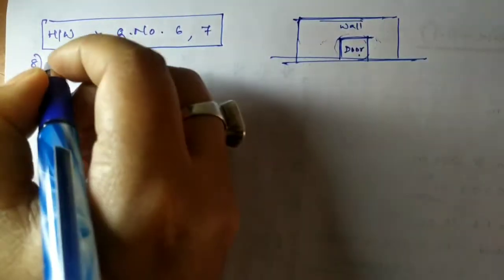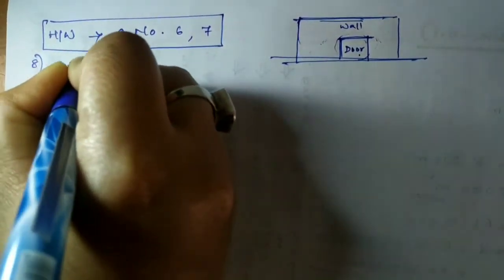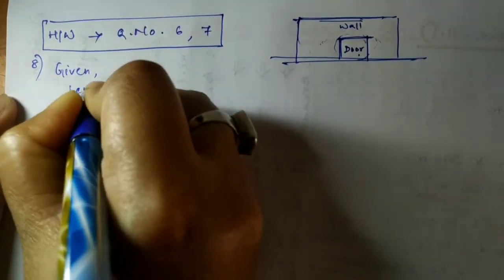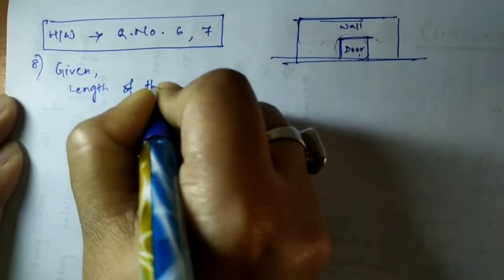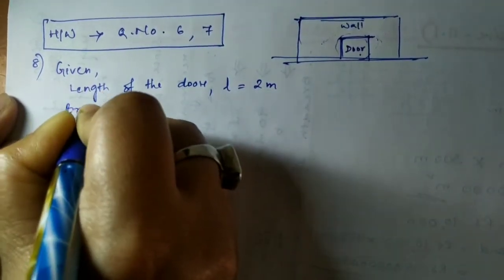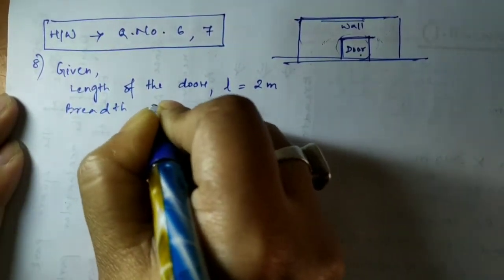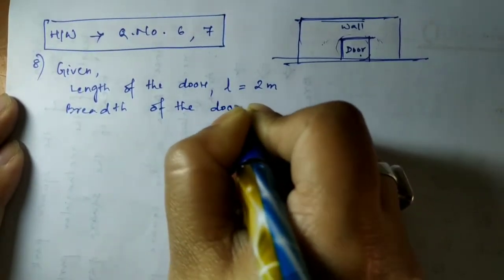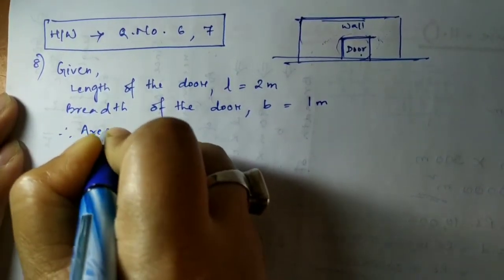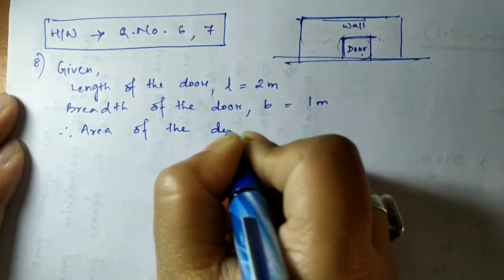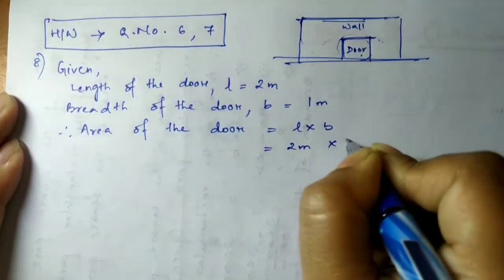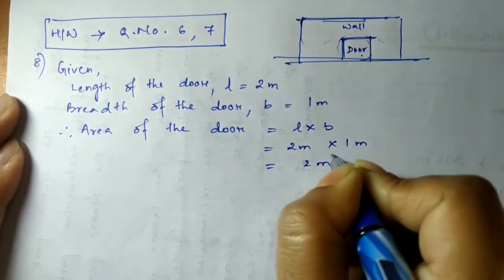So let's begin with it. What is given? First, the length of the door, L is equal to 2 meter, breadth of the door, B is equal to 1 meter. Therefore, the area of the door will be how much? Area of the door is equal to L into B, which will be equal to 2 meter into 1 meter, which will be equal to 2 meter square.